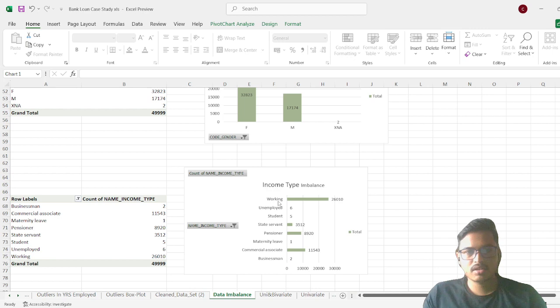So we can find that if a working candidate is applying, there are many candidates, a higher number. While the state government is very low, the unemployed should not be provided any kind of loan, even 86 should not be given, because these are unemployed and students who will ultimately lose our company or lose the business.